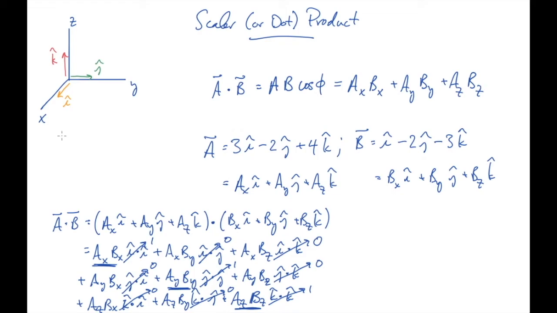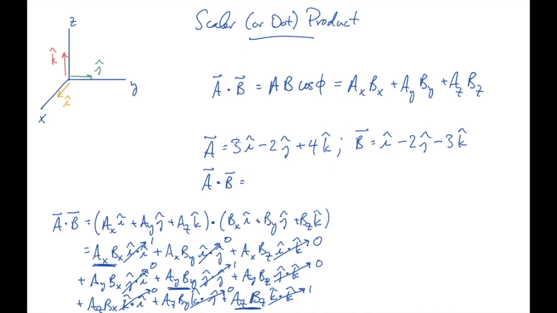We can do an example. Let's erase this here. We can calculate the dot product of this vector A into this vector B. Let's do it right here. So A dot B, what is it going to equal? It's AX times BX, 3 times 1, plus AY times BY, minus 2 times minus 2 is 4, plus AZ times BZ, that's minus 12. And that turns out to be minus 5. 7 minus 12 is minus 5. So this dot product A dot B is minus 5.